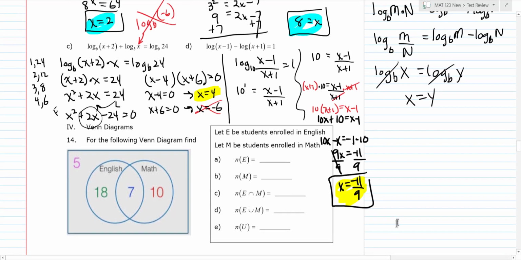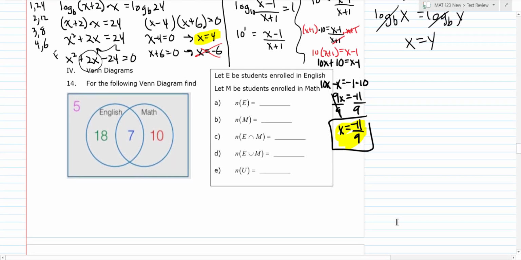Okay, next thing I'm going to review is Venn diagrams and go over that a little bit. With this one, we have students enrolled in English and math. We want to know what all these numbers represent. In this one, this is the intersection. That's both. There are 7 people in the intersection. Those are people taking both English and math at the same time.